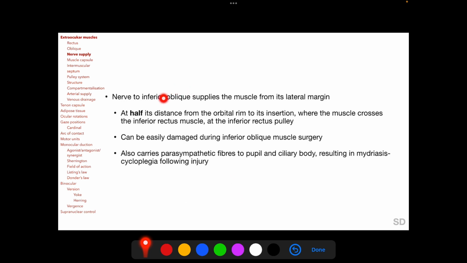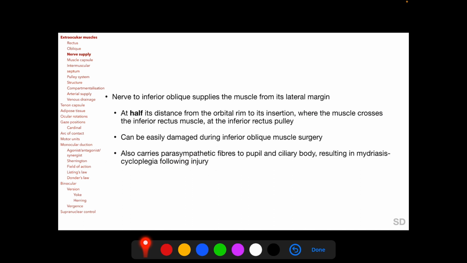The nerve to the inferior oblique muscle supplies the muscle from its lateral aspect at half the distance from the origin of the inferior oblique muscle to its insertion, where the inferior oblique muscle crosses below the inferior rectus muscle and where the inferior rectus pulley is situated. We will be discussing the pulley system in this session. The nerve to the inferior oblique can be easily damaged at this location during inferior oblique muscle surgery.